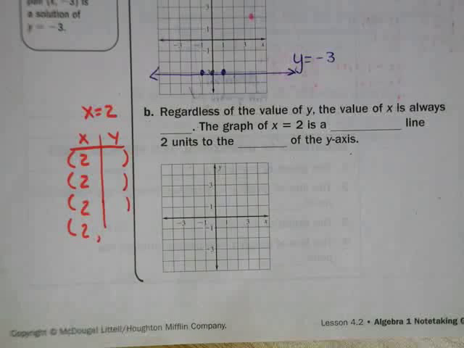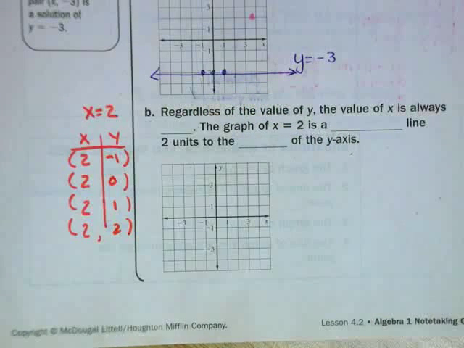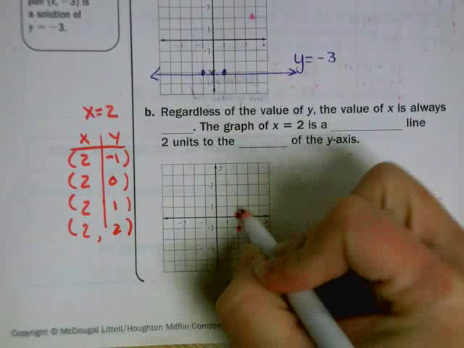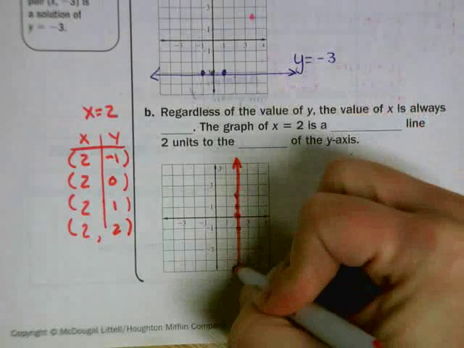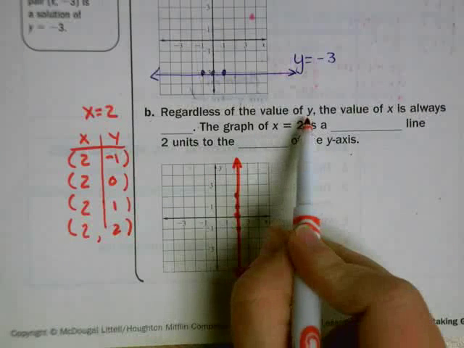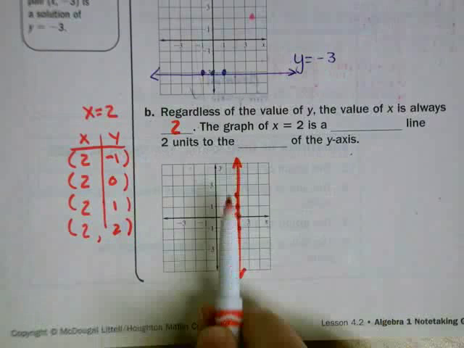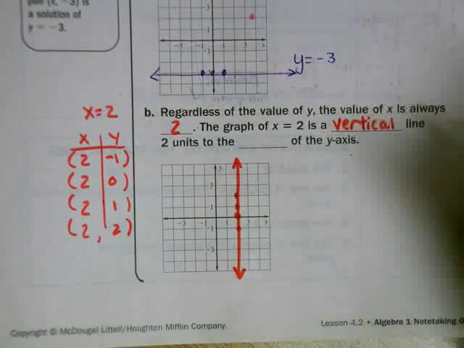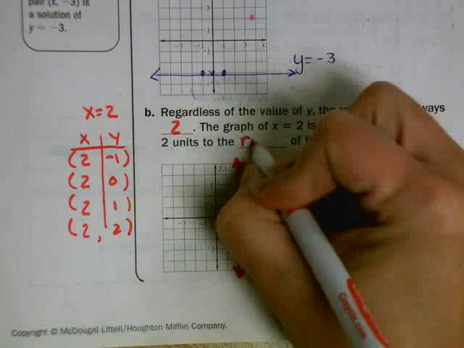So what if I picked -1, 0, 1, 2. It doesn't really matter what I have. I'm always going to go side to side to 2 first. 2, -1, 2, 0, 2, 1, 2, 2. It's going to be a line that goes this way. That is x equals 2. Regardless of the value of y, the value of x is always 2. So what kind of line is this? This is not horizontal. This is vertical. And it's 2 units to the right, where x equals 2.